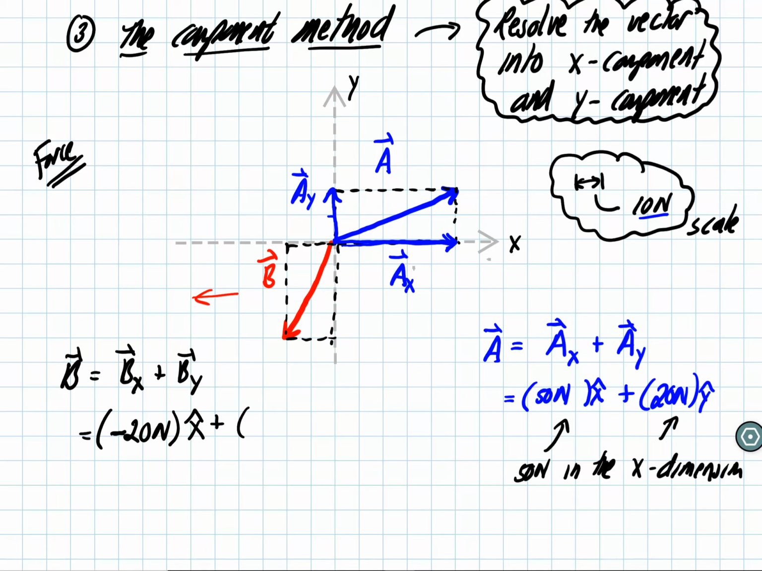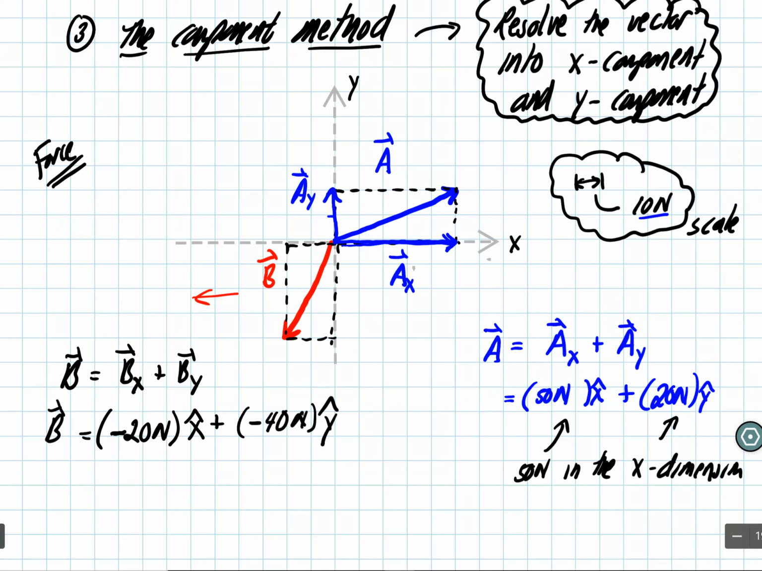And then BY is 4 blocks down. And so that's going to be 40. But again, we see that it's pointed in the negative direction. So we need that negative sign. And then we're going to put this weird little symbol, Y hat, which just means, hey, that's 40 newtons in the negative Y direction, and that's how you represent them.